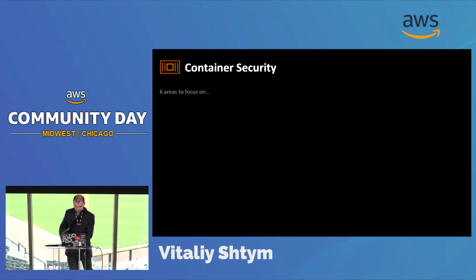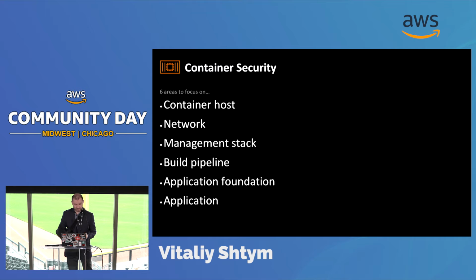All right, so, to review, these are the 6 topics we covered today: the host, network, management stack, build pipeline, application foundation, and application itself. So understand what you can do currently in your environment from the tools that exist, and see if you're able to identify additional risks associated with your specific environment. Maybe you will need to change how you do something, or put in place different controls to be able to reduce the risks that you might have identified today.